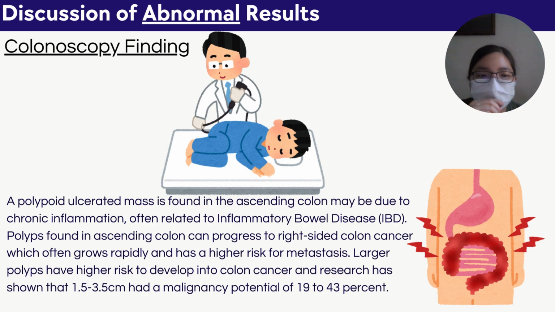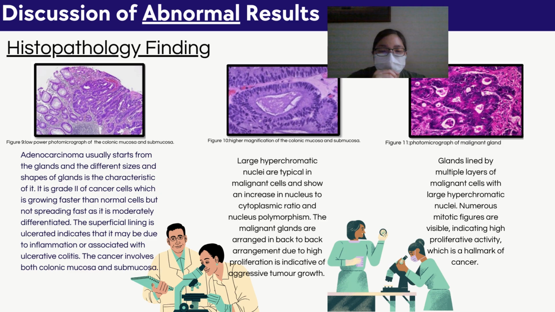In this slide, the colonoscopy revealed a polypoid ulcerated mass in the ascending colon. This could develop into right-sided colon cancer, which often grows rapidly and has a higher risk of metastasis, as larger polyps have a higher risk of becoming cancerous.